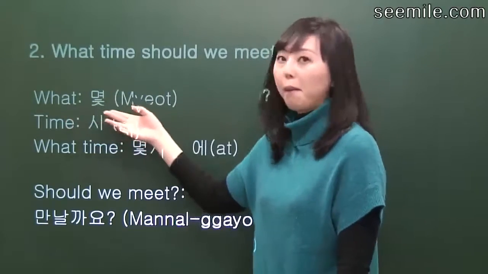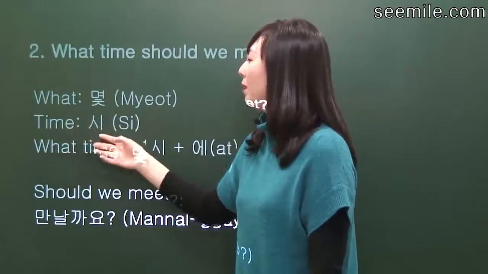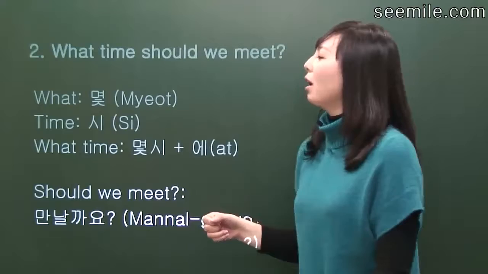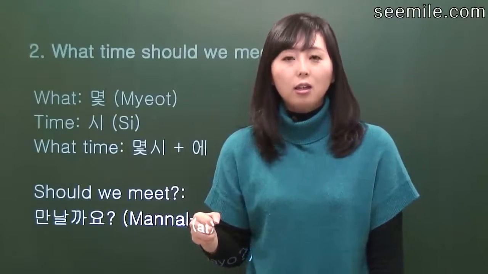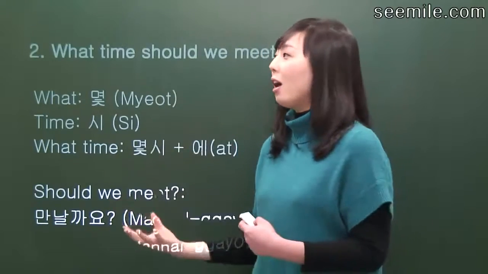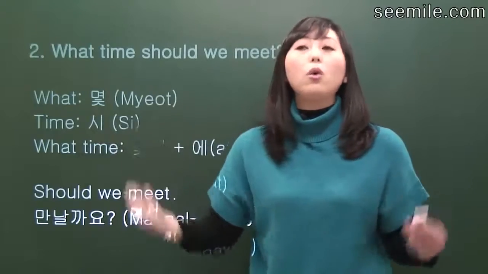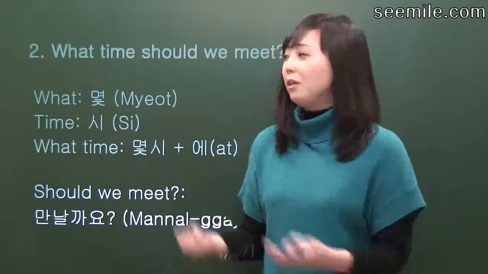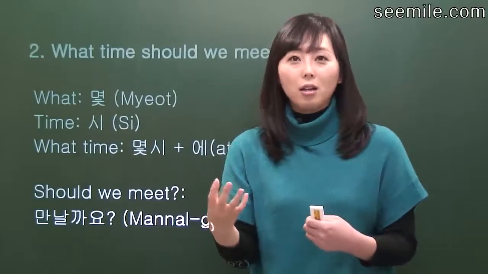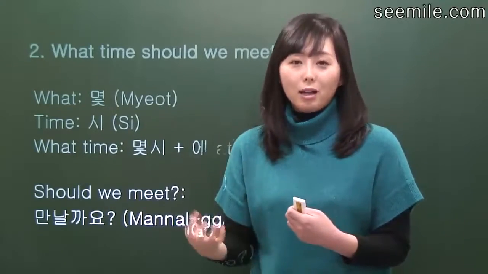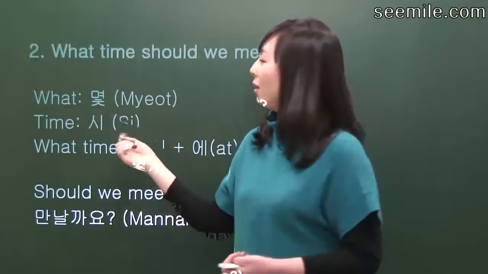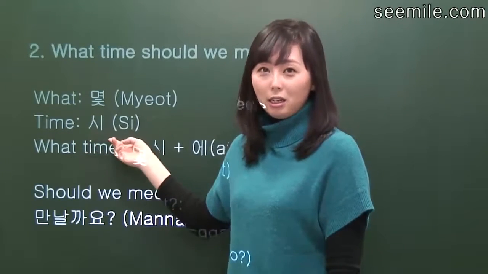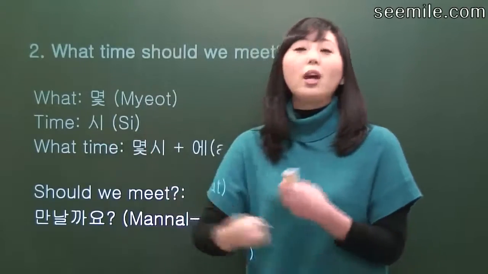So, what? 몇. And time, 시. Oh, you told me time is 시간. 시간. But time, that 시간 means over hours. You got it? But this time means o'clock. Like 2 o'clock, 3 o'clock. That is in Korean, 시. Okay?